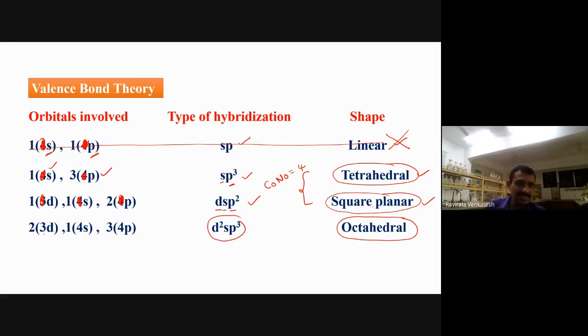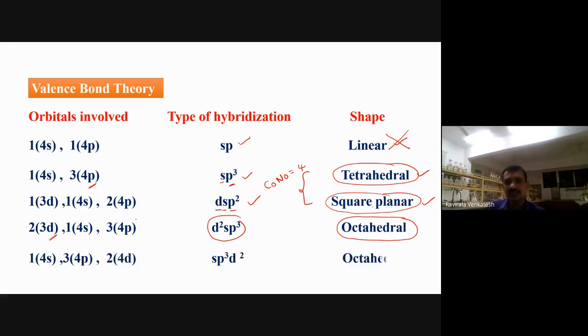Now why do they indicate 3d, 4s, 4p here? What is the meaning of this? It means which s orbital is involved: 4s. Which p orbital is involved: 4p. Which d orbital is involved: 3d. Therefore we have given 3d only here. So octahedral we can also get with sp3d2.